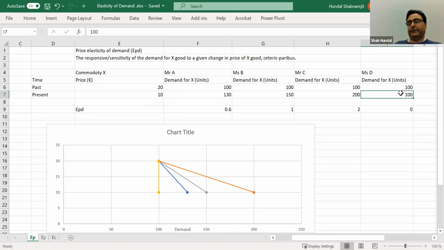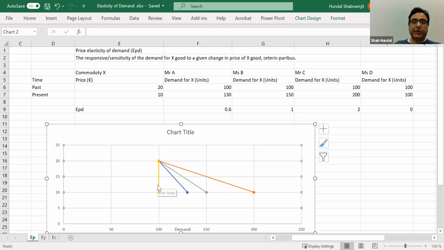If that is the case, that Miss D has no reaction in demand, we can say that the elasticity of demand shown by Miss D is totally inelastic. So we can say it's perfectly inelastic. And you can see there's a yellow line here. And this yellow line shows the reaction.